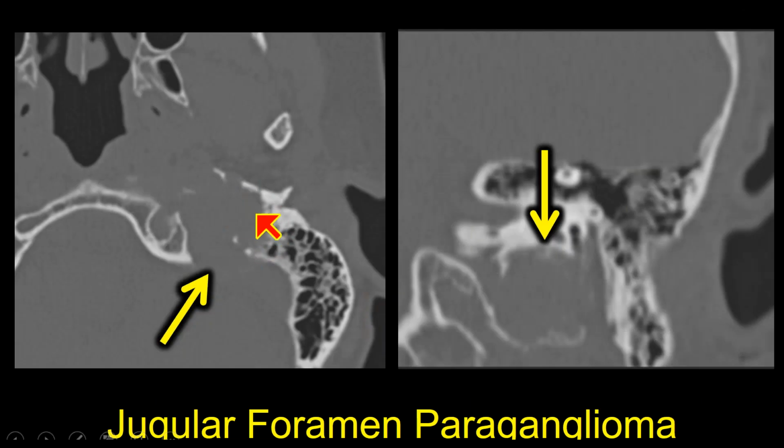We see those permeative destructive changes to the bone. So that's a great appearance for a paraganglioma at that location. And we want to look for that superolateral vector of spread up into the middle ear.